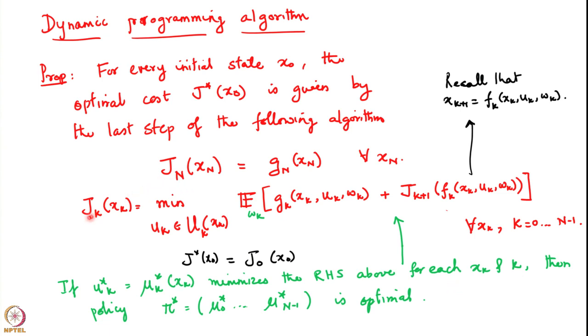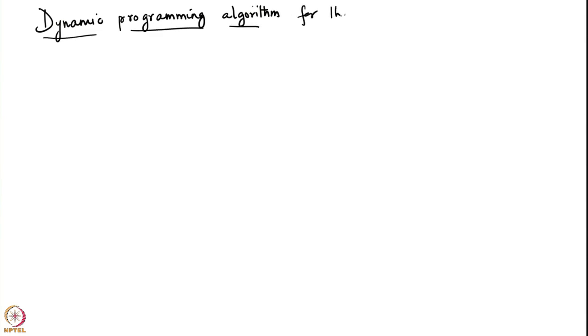Remember that Jk and Jn are functions. That means this evaluation has to be done for every value of the state. So this has to be done for all xk here, and this one also has to be defined for all xn. Now we will see a demonstration of this for the inventory control problem. Let us come to the inventory control problem. Let us start writing out the dynamic programming algorithm for the inventory control problem.